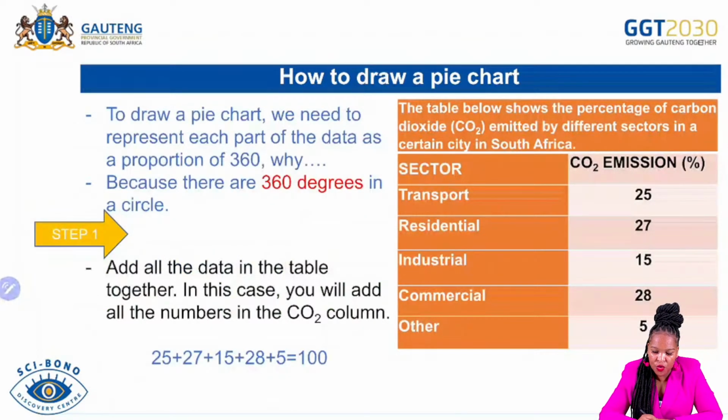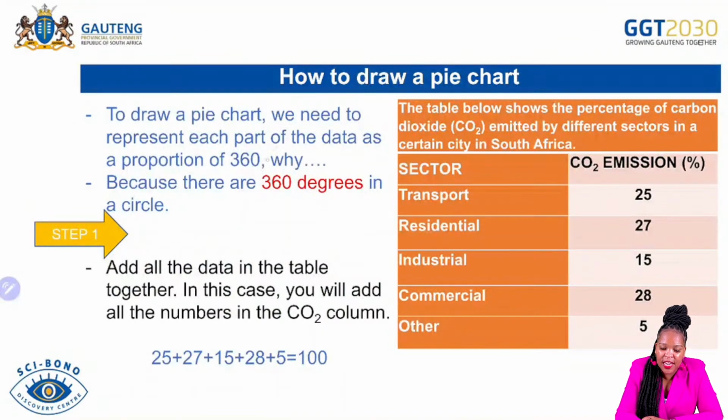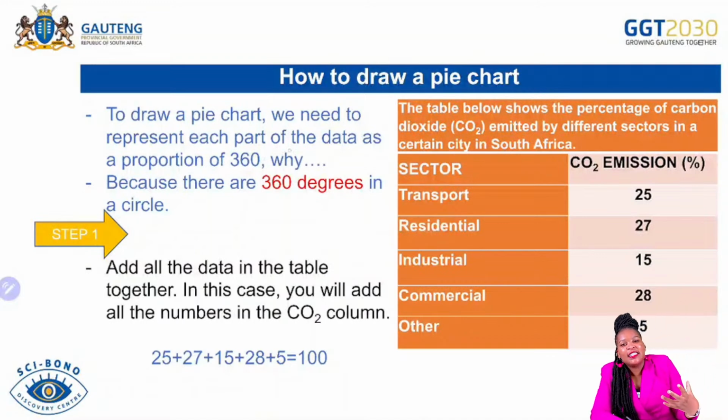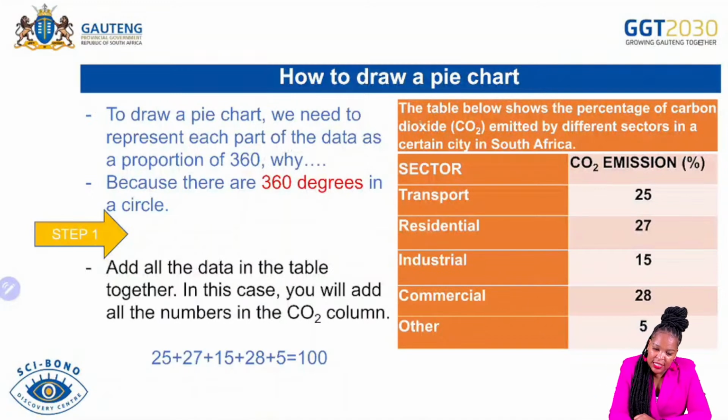So how do you draw a pie chart? Step number 1, to draw a pie chart, we need to represent each part of the data as a proportion of 360. Why do we need to do that? Because there are 360 degrees in a circle. We've already explained. So let us take a look at the data that we have in the table on the right here. The table below shows the percentage of carbon dioxide emitted by different sectors in a certain city in South Africa.